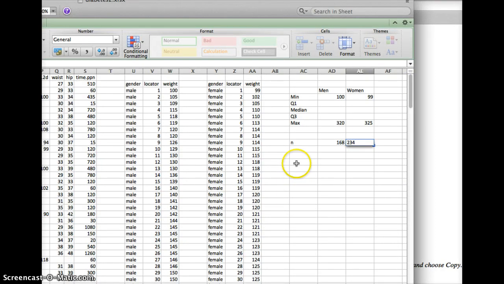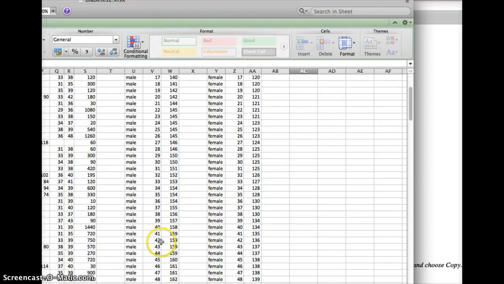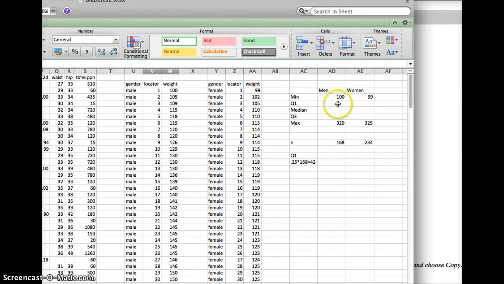So in order to find Q1, what do we have to do? For the men, it's going to be 0.25 times n, 0.25 times 168. And what does 0.25 times 168 give us? 42. Now, that is a whole number, so we've got to take the average of the 42nd and 43rd person. So in the men, 42nd and 43rd, both 159, hence the average 159.